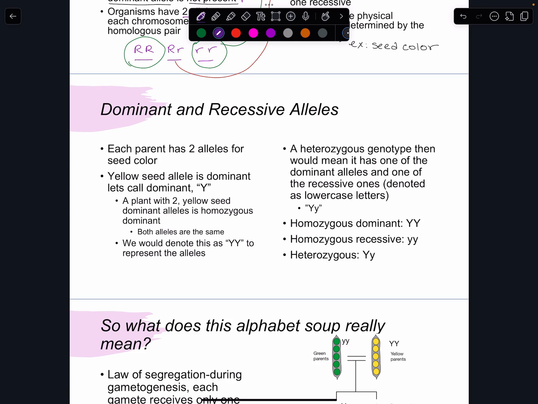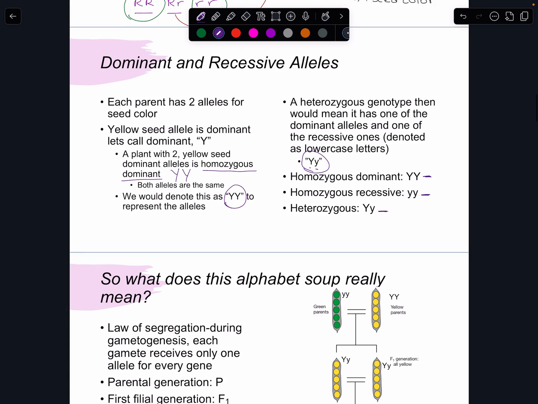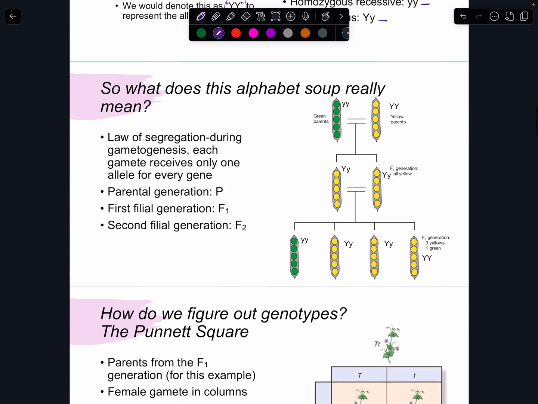A plant with two yellow seed dominant alleles is homozygous dominant. So that would be capital Y, capital Y, like shown here. A heterozygous genotype would mean it has one dominant and one recessive allele, so capital Y, lowercase y. Here are the different examples. Homozygous dominant is capital Y. Homozygous recessive is lowercase y. Heterozygous is capital Y, lowercase y. Now we have all this alphabet soup, but what does it all actually mean?